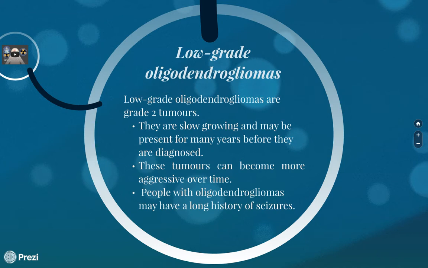Low-grade oligodendrogliomas. Low-grade oligodendrogliomas are grade 2 tumors. They are slow-growing and may be present for many years before they are diagnosed. These tumors can become more aggressive over time. People with oligodendrogliomas may have a long history of seizures.